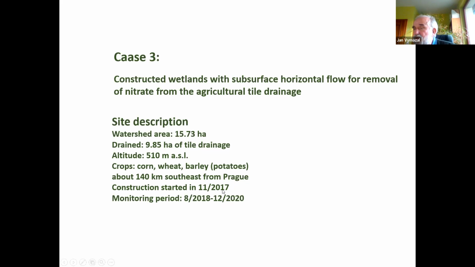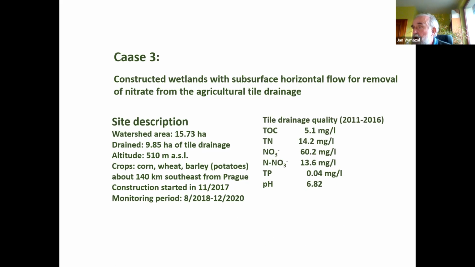We started the construction in 2017, and the monitoring period officially was until the end of 2020, but we monitored after the project was finished. This is the tile drainage quality, because the Institute of Soil Research has been doing measurements even before we started, so we have long-term data.